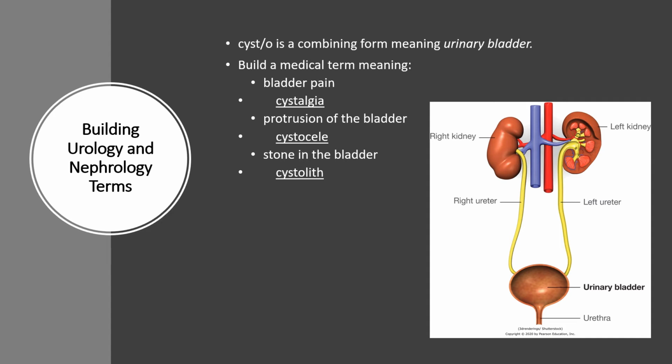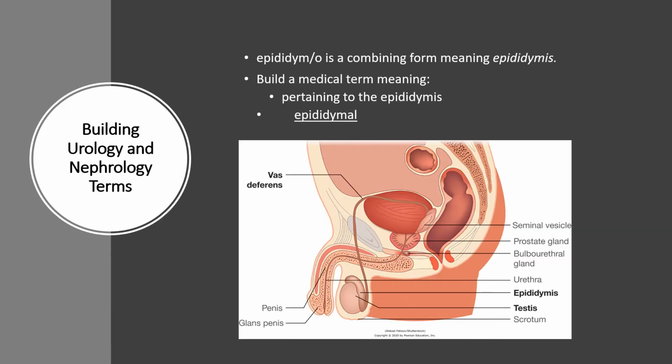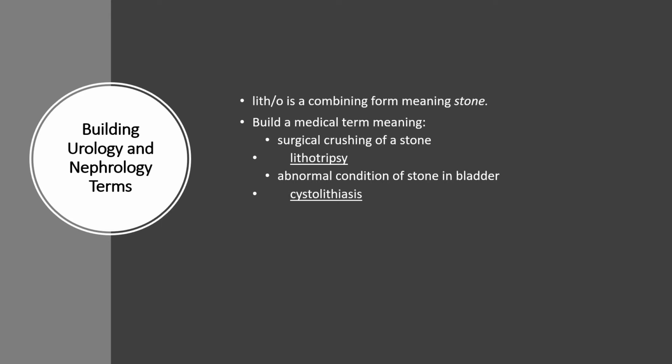Cysto is a combining form that means urinary bladder. Cystalgia is bladder pain. Cystocele is protrusion of the bladder, and cystolith is a stone in the bladder. Epididymal means pertaining to the epididymis. And can you find the epididymis in this picture? Lithotripsy is a surgical crushing of a stone. Cystolithiasis is the abnormal condition of a stone in the bladder.